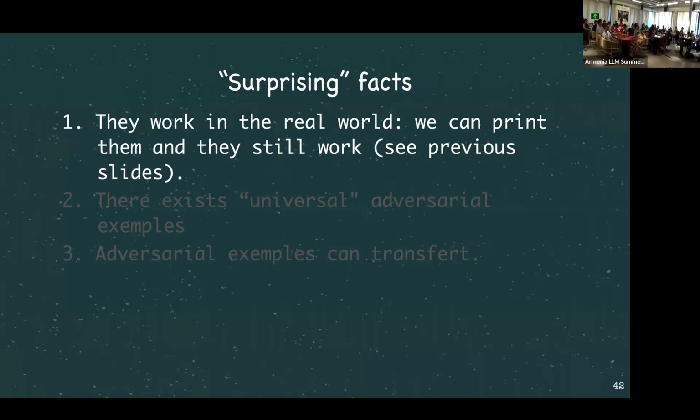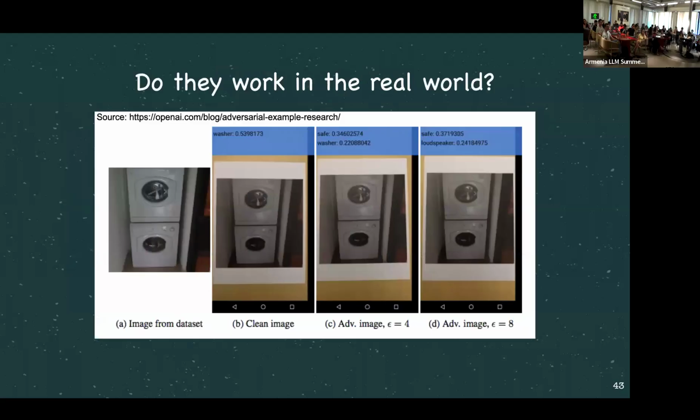It's something that would not work if you take a picture of it, or if you send it to a real model. So the first surprising fact is that you can print them and they still work. This is an example where you have this image from the dataset, and I have it on my phone. I display it and ask what it is, and I got washer, probably 54%. So pretty good. This is back in 2018, the mobile ran it that well.